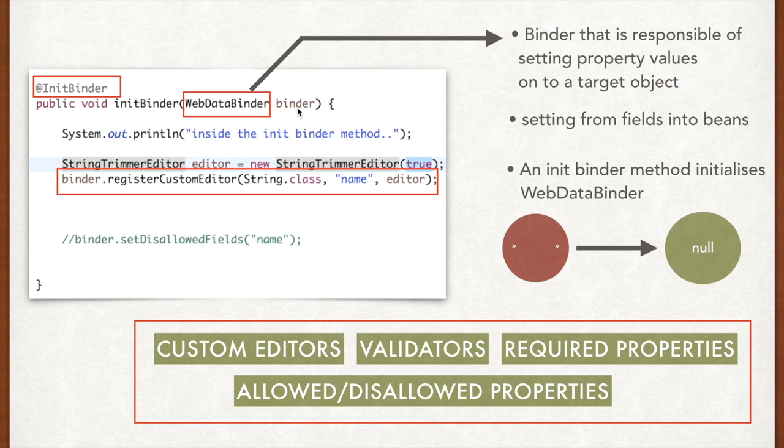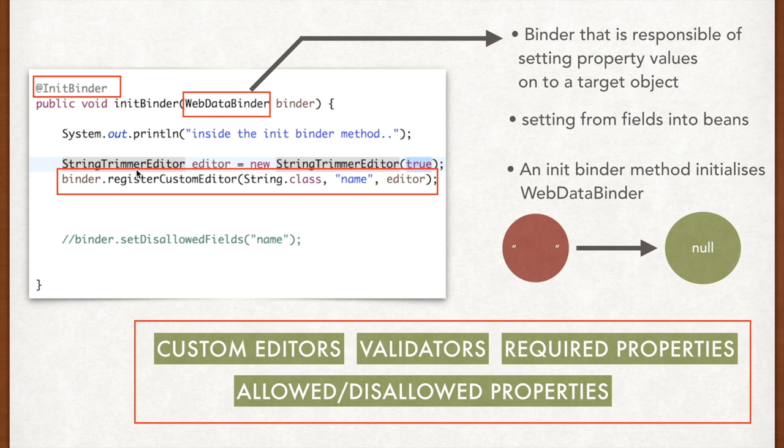But one of the most important things that we are learning right now is the custom editor. And right here, we are using the StringTrimmerEditor, and this is a built-in property editor provided by Spring. Okay, so we have built-in property editors, and if we want them for our custom needs, at that time we need to create our own custom editors. But right now, let's take the built-in editors, just like StringTrimmerEditor. Not only the StringTrimmerEditor, Spring provides us a lot of built-in editors. So I'm going to show you some of the property editors which are already available inside the Spring framework.